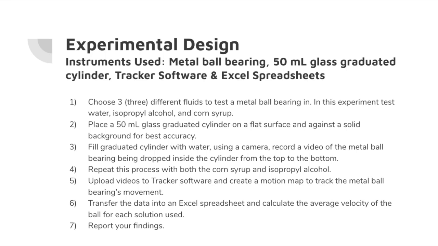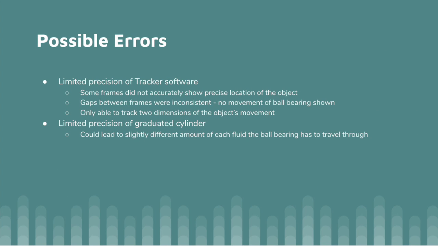Step 3, fill a graduated cylinder with water. Using a camera, record video of the metal ball bearing being dropped inside the cylinder from the top to the bottom. Repeat this process with both corn syrup and isopropyl alcohol. Step 5, upload videos to tracker software and create a motion map to track the metal ball bearing's movement. Step 6, transfer this data into Excel spreadsheets and calculate the average velocity of the ball for each solution used. Step 7, report your findings. Possible errors made are limited precision of tracker software and limited precision of graduated cylinder.